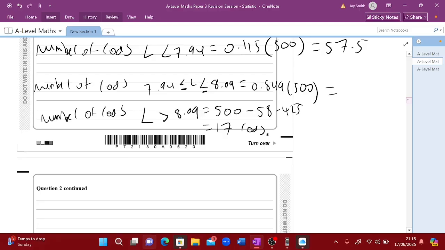So okay, then let's compute this bit. Then 0.849 is 424.5, and so the L value, the last value, would be 500, and then it's subtract the other two. 57.5 minus 424.5 will get us, and actually that will be a whole number. But yeah, I'm not too worried about whole numbers at the moment. Get us 18. Okay, there we are.